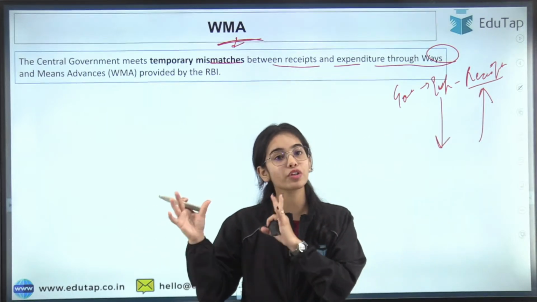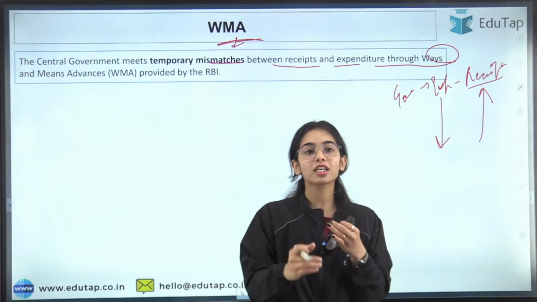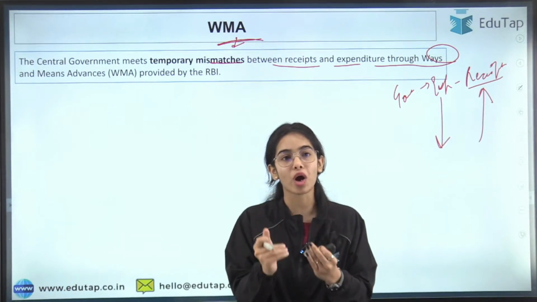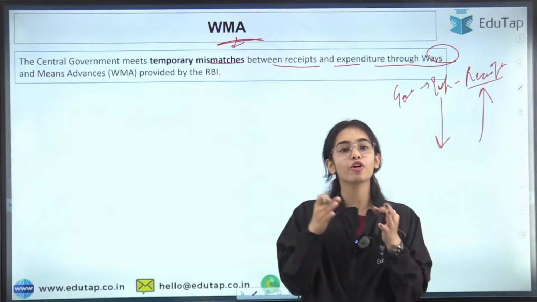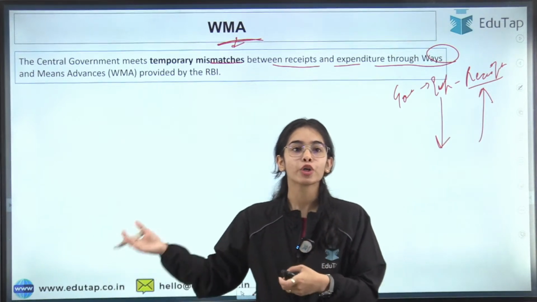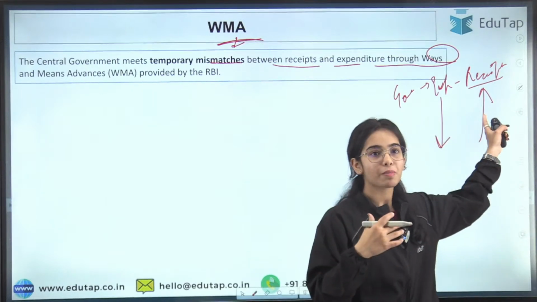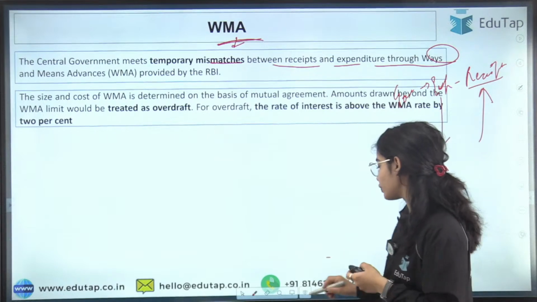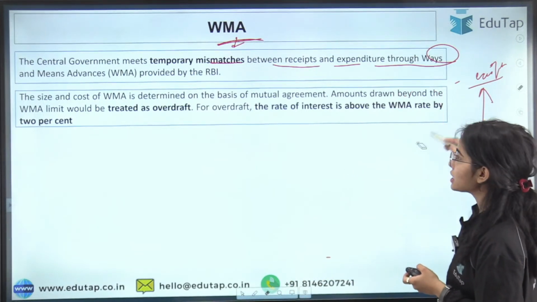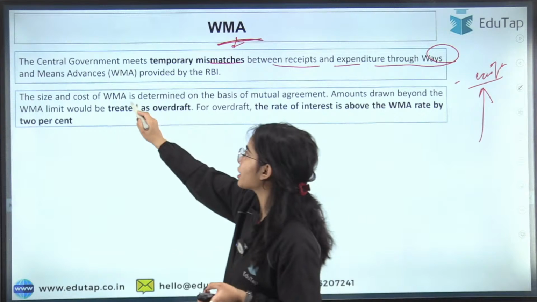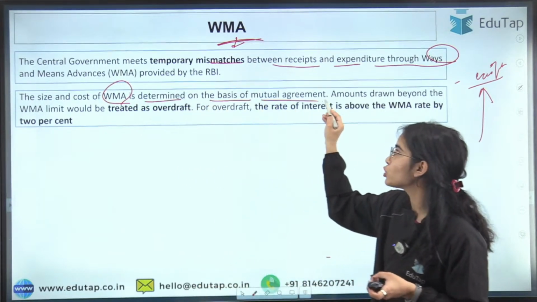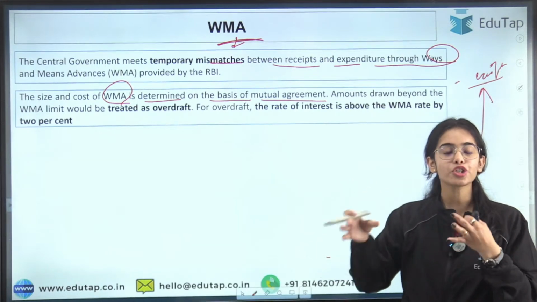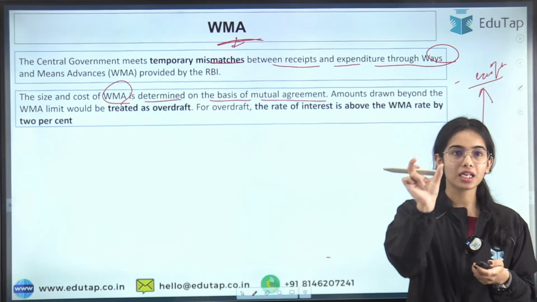When the expenditure of the government is more than the receipts, and this is a temporary mismatch, and the government requires immediate money, the government can go to the Reserve Bank of India to take money for this temporary mismatch under the ways and means advances. The size and cost of the WMA is determined on the basis of mutual agreement between the RBI and the Government of India. So they do the consultation to decide the limit, to decide the amount.